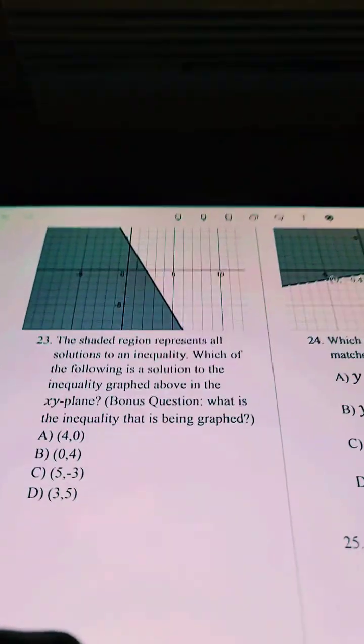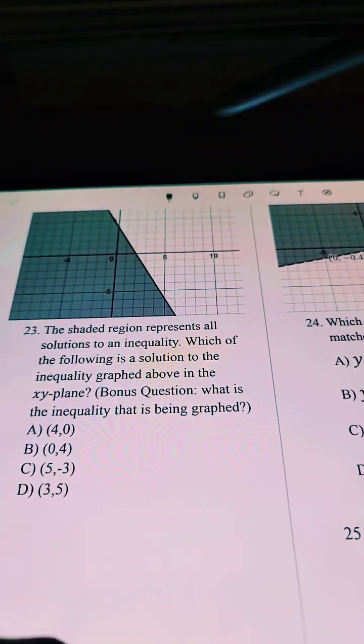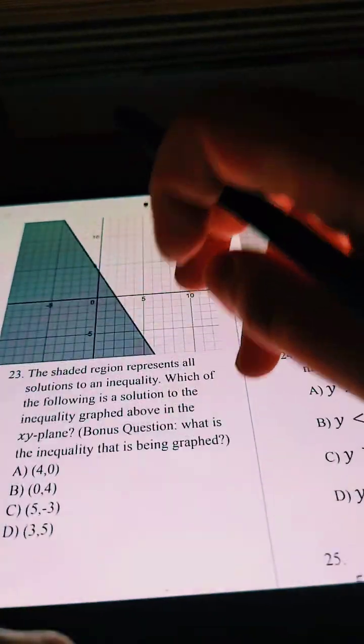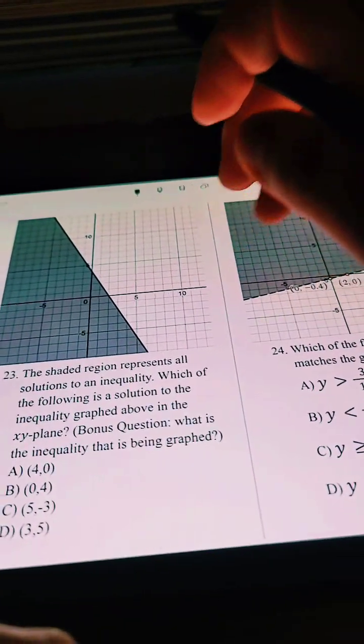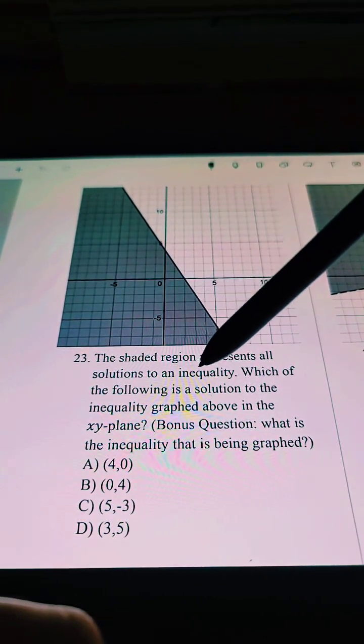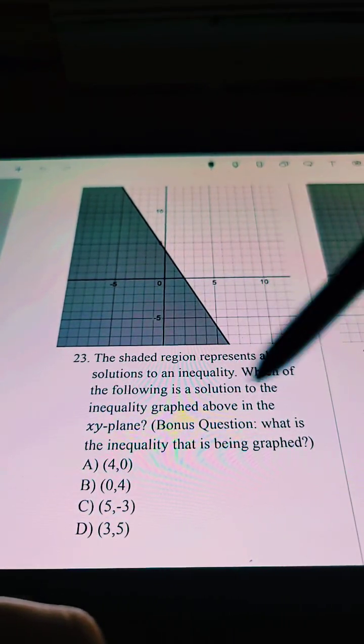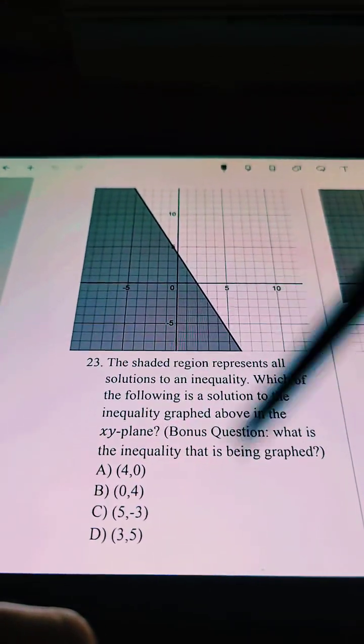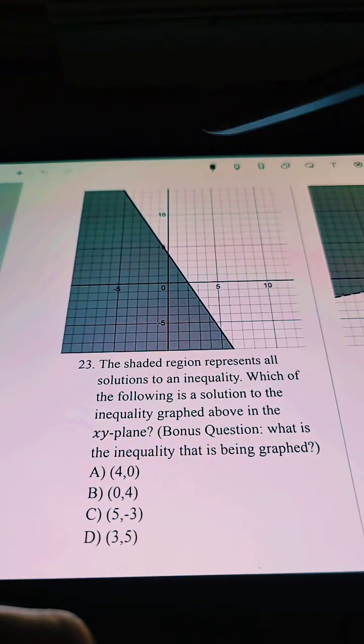Okay. So 23. Let's go and do that. Where's the graph? There it is. And, okay. Number 23. The shaded region represents all solutions to an inequality. Which of the following is a solution to the inequality graphed above in the XY plane? And then sometimes I add these bonus questions, so we'll do that after.